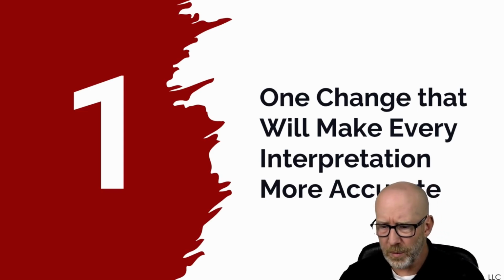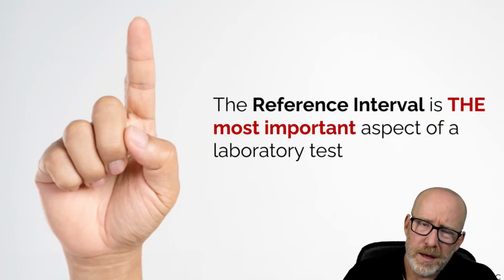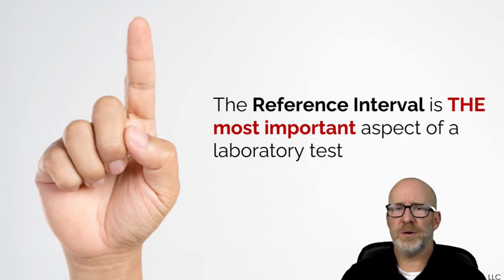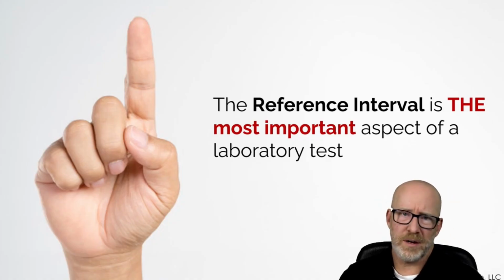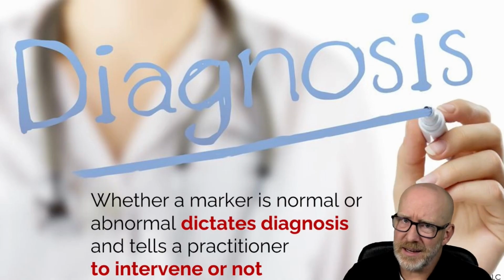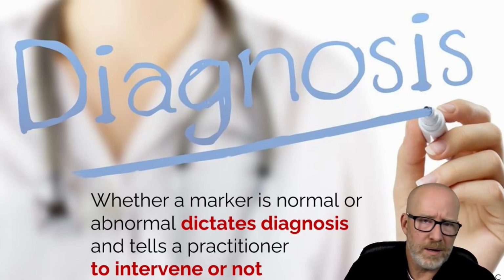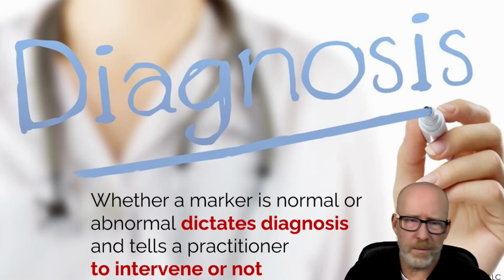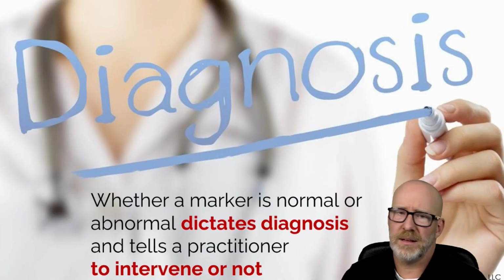Number 1, the one change that's going to make every interpretation more accurate. Before I say what that is, we have to agree that the laboratory reference range or reference interval is the most important part of a laboratory test. The reason why is because if something is inside or outside of that range is going to dictate diagnosis, treatment, intervention, whether somebody is healthy or somebody is not. There's no more important part of a lab than the laboratory reference interval.